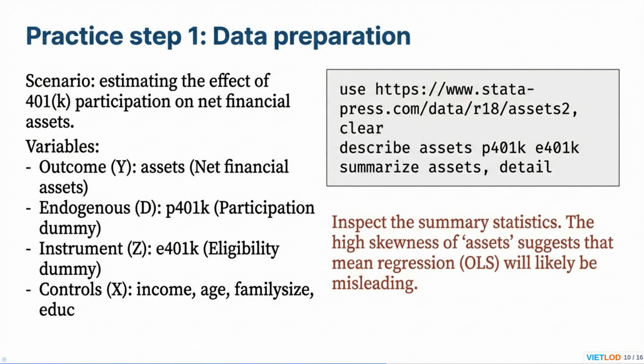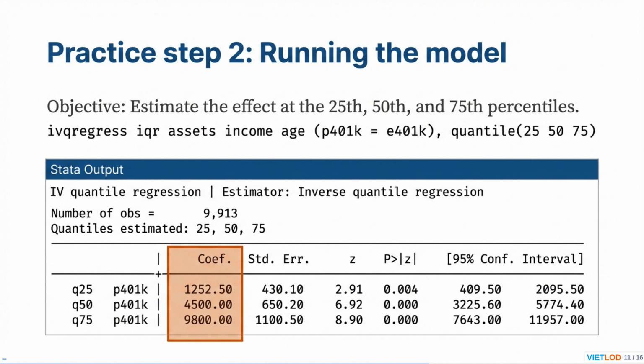Welcome to the first practice step, data preparation. In this exercise, we are estimating the effect of 401k participation on net financial assets. Our model includes assets as the outcome, P401k as the endogenous treatment variable, and E401k as the instrument. Skewed, meaning OLS mean regression might provide a misleading picture. This motivates our move towards quantile methods.